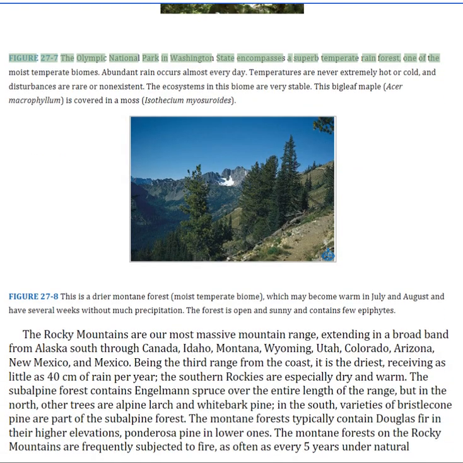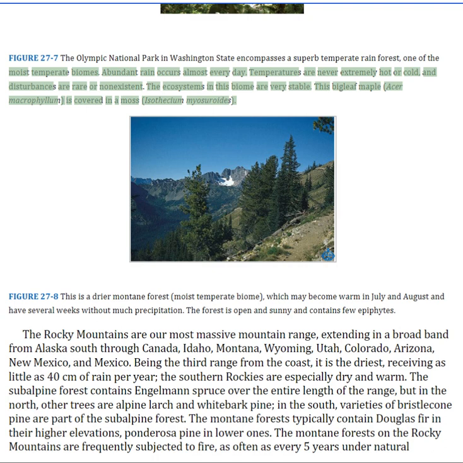Figure 27:7 The Olympic National Park in Washington State encompasses a superb temperate rainforest, one of the moist temperate biomes. Abundant rain occurs almost every day. Temperatures are never extremely hot or cold, and disturbances are rare or non-existent. The ecosystems in this biome are very stable. This bigleaf maple is covered in moss.